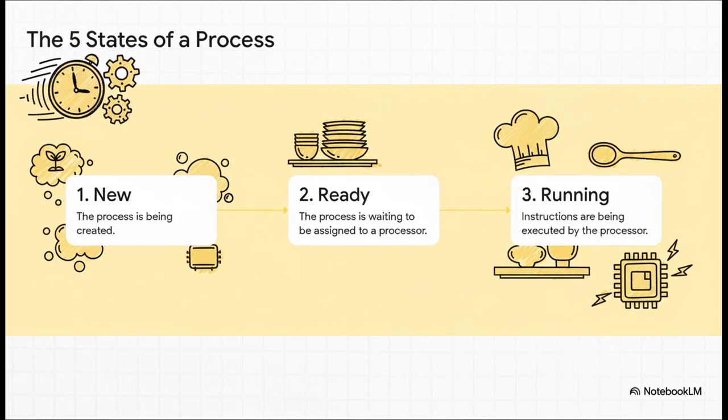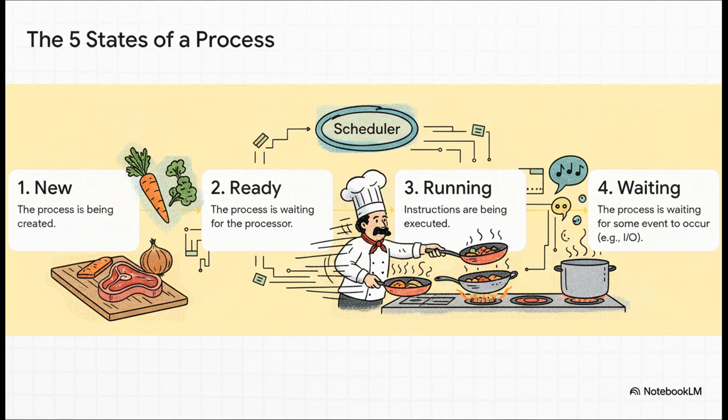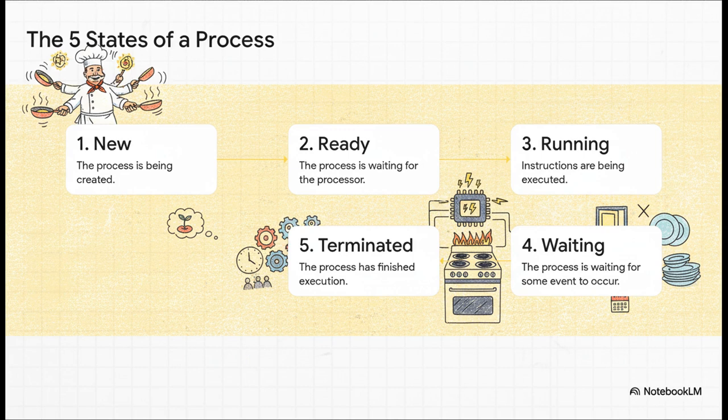Then, the moment the scheduler gives it the green light, it's running on the CPU. The dish is finally cooking on the stove. But what if it needs to grab something that takes a while, like data from the hard drive? Well, it enters the waiting state, moving off the stove so another dish can start cooking. And finally, once its job is totally done, it's terminated. The OS cleans up all its resources, and the dish has been served.